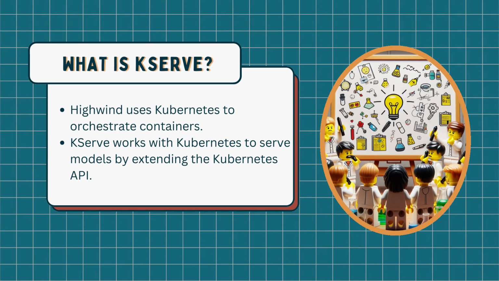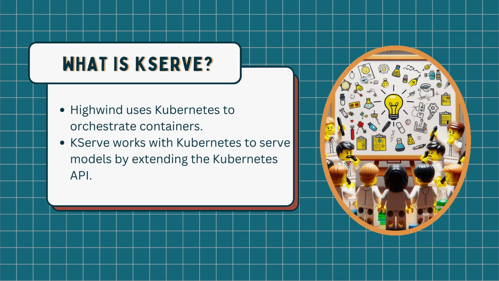Kserve is a serverless inference platform that deploys machine learning models in production environments. We have chosen Kserve over other popular server mechanisms because it is cloud agnostic, serverless, and scalable. Highwind uses Kubernetes to orchestrate its containers. Basically, Kubernetes allows us to automatically scale containers up or down, and automatically restart them if there are problems, which is something that Docker on its own cannot do.